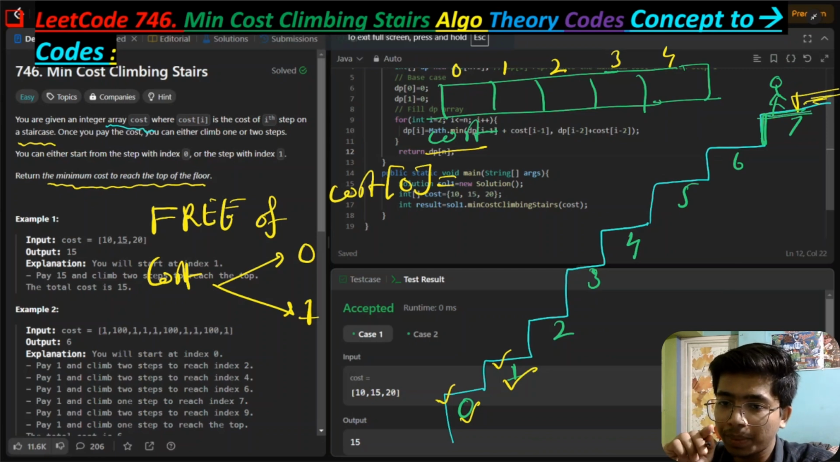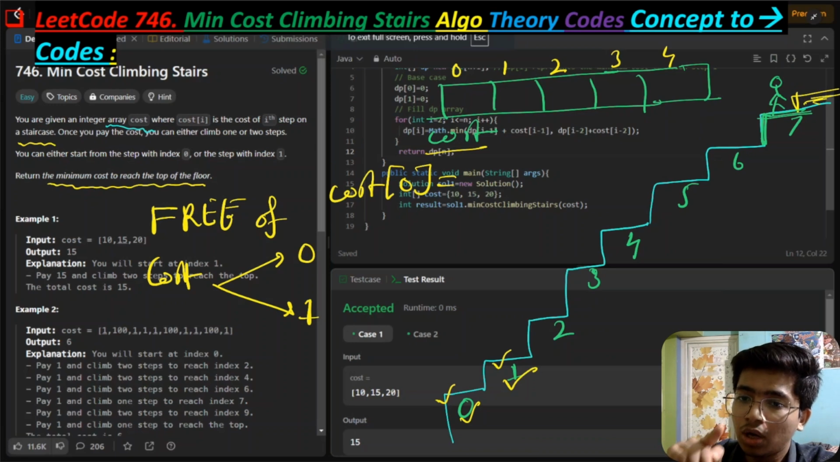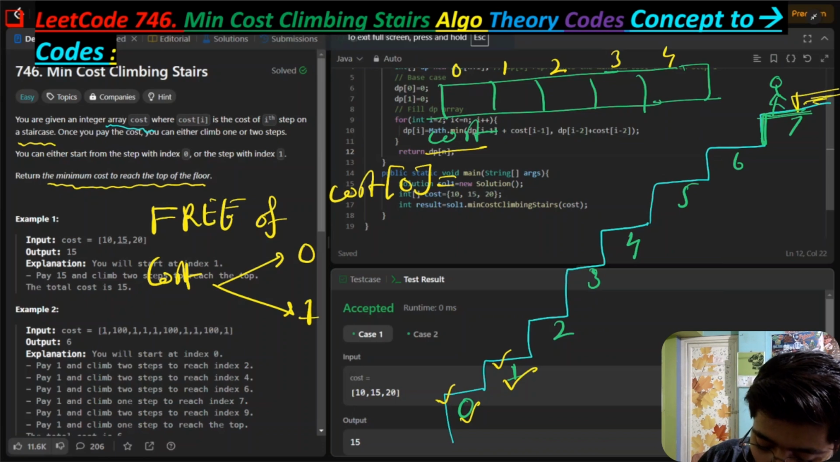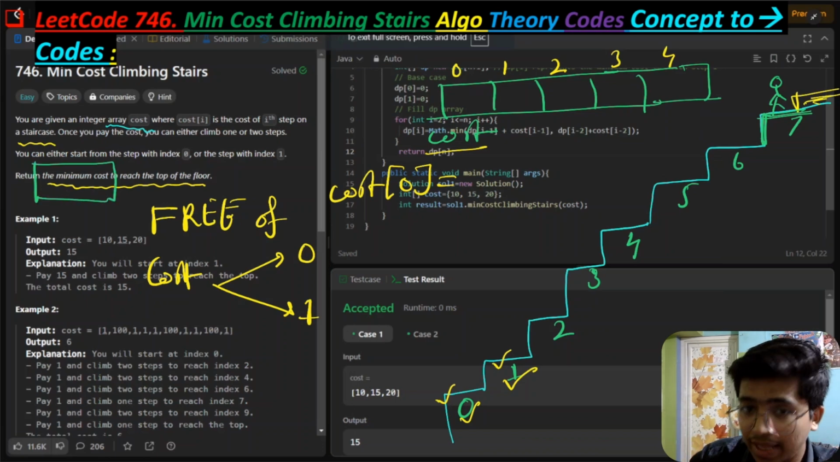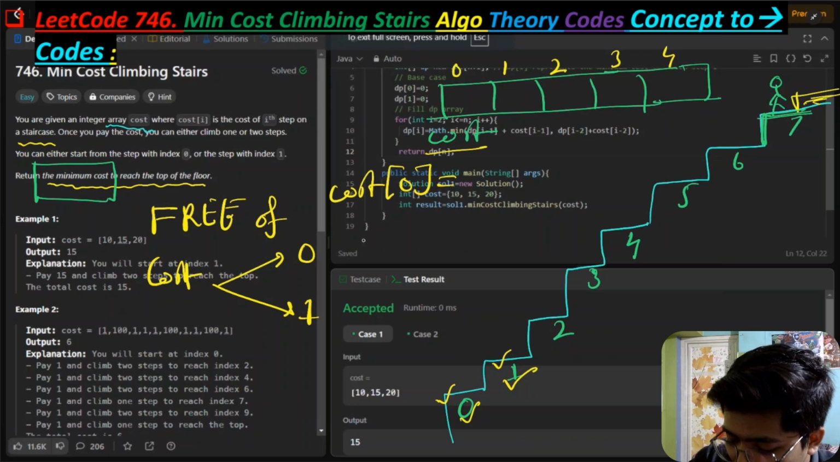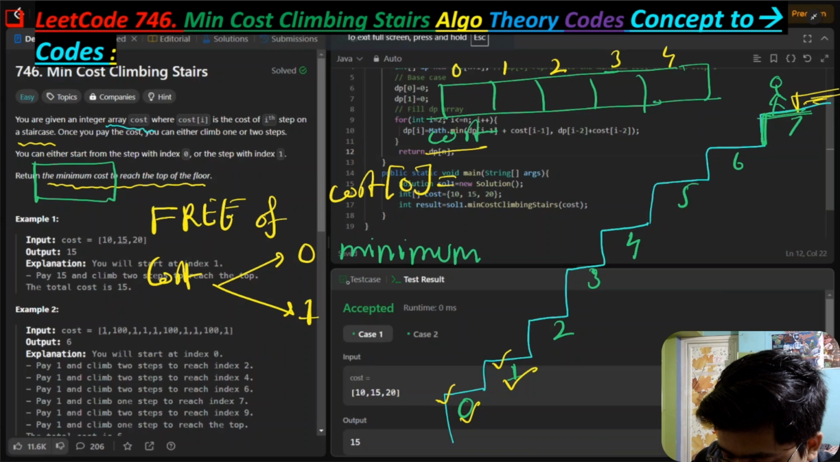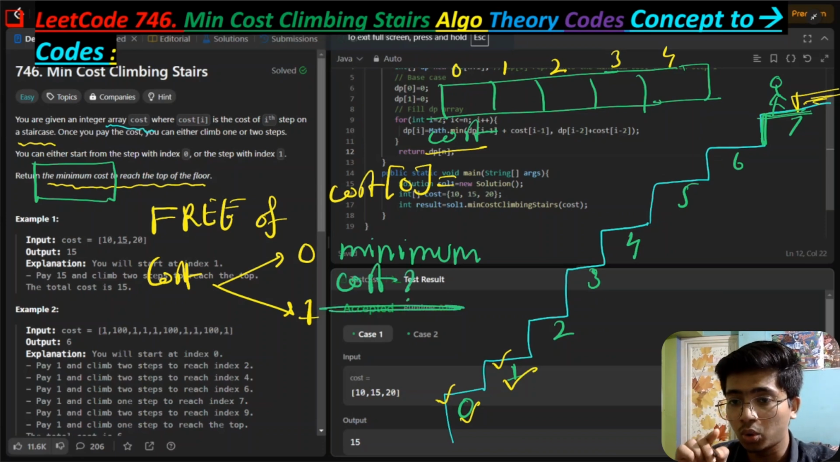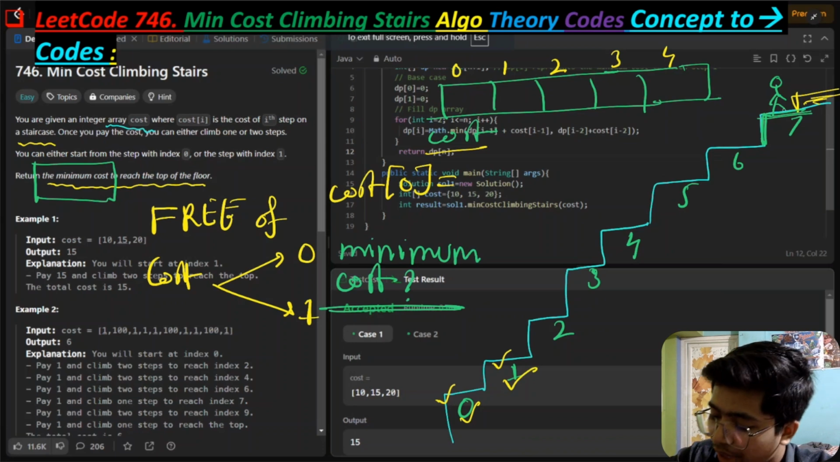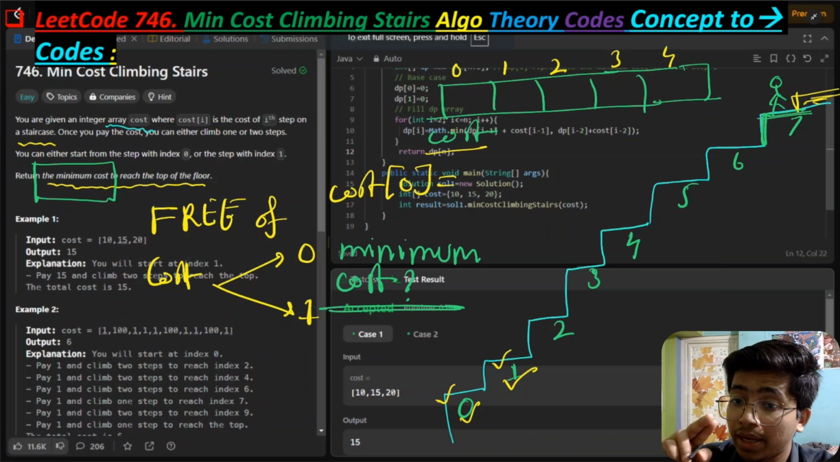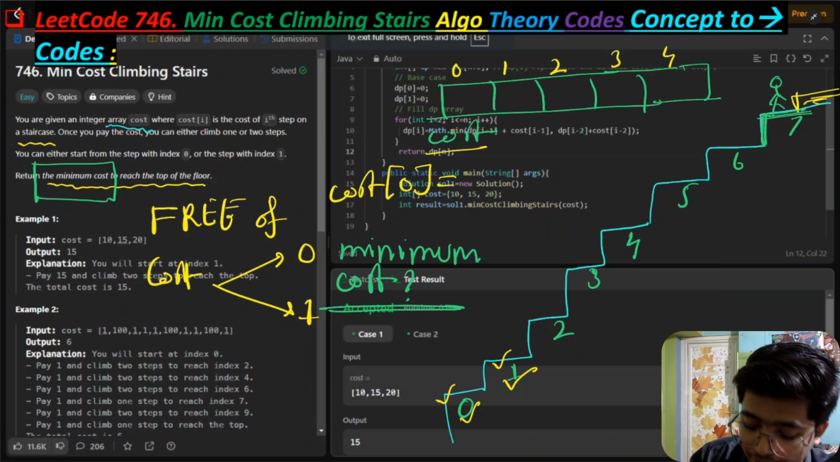If you got a clear idea from the question, they are telling that either we can reach one step or two steps, and what is our motto? This is our motto: return the minimum cost. That means we always have to find the minimum cost. This is our core goal. So here we can reach through only two ways, because they gave us two strategies.